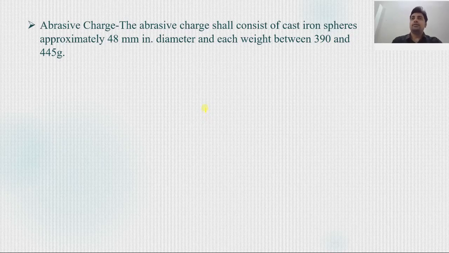And in the Los Angeles machine, we have to apply the load by spherical balls or cast iron spherical balls. Clear? So you have to add these spherical balls, whose diameter is 48 mm and weight is between 390 to 445 gram. Clear? So how many spheres do you have to add in this test? That also depends on the grade of the sample.